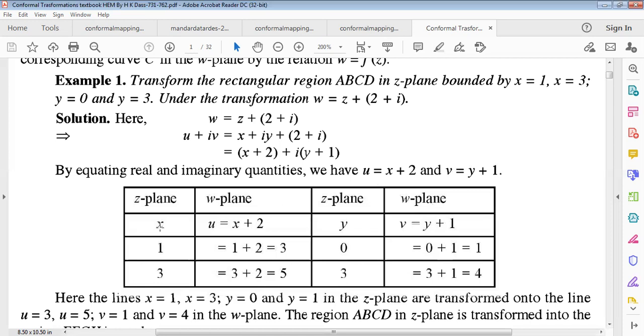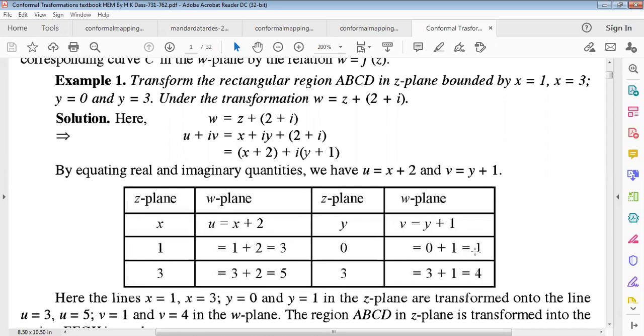y plus 1. Now if x equals 1, u equals what will be? 1 plus 2. Okay, 3. And if x equals 3, another input from the given example, u equals what will be? 3 plus 2, that means 5. Okay, now on the y axis of the z plane, if y equals 0, which is given here, then v equals what will be? 0 plus 1. Okay, only 1. Now another input, if y equals 3, then v equals what will be in the w plane? 3 plus 1, that means 4.